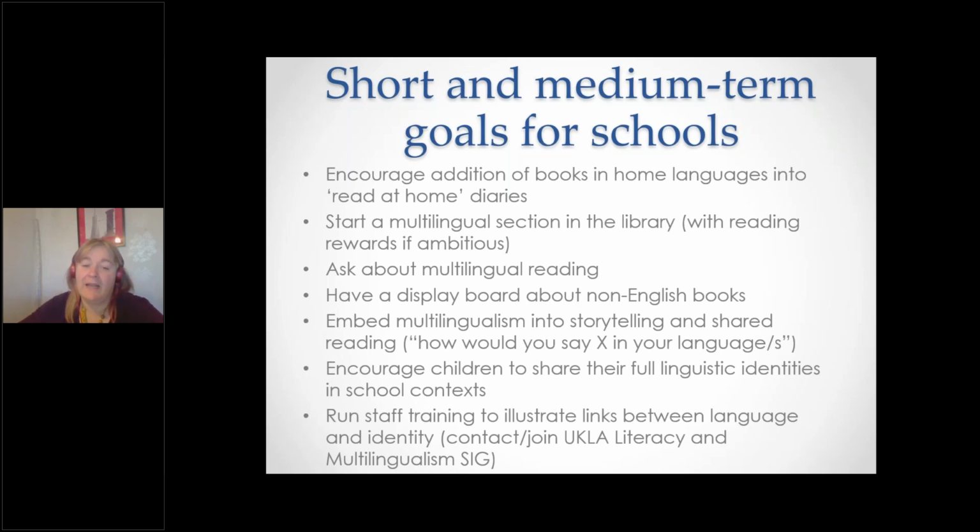At a full-on level, encouraging children to share their full linguistic identities is essentially to make them believe and understand that they don't have to leave their languages behind when they enter the school doors or the school gates. At a more advanced level, there are ways to allow children, for example, draft work multilingually, even if it has to be handed in English only.